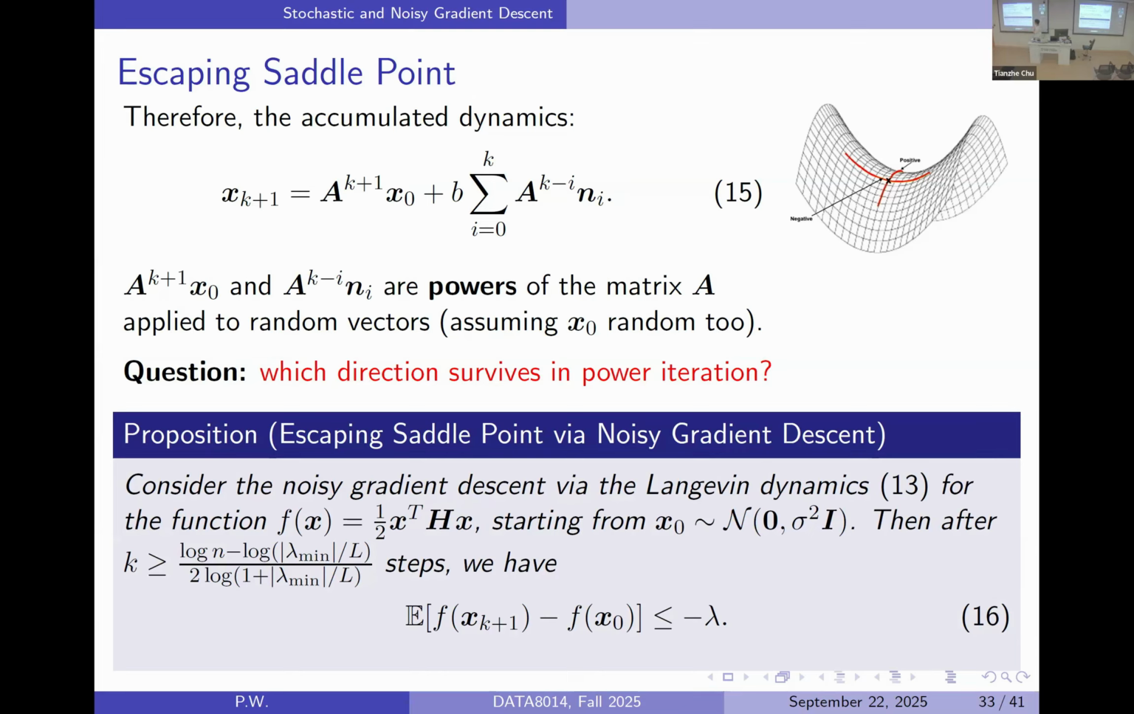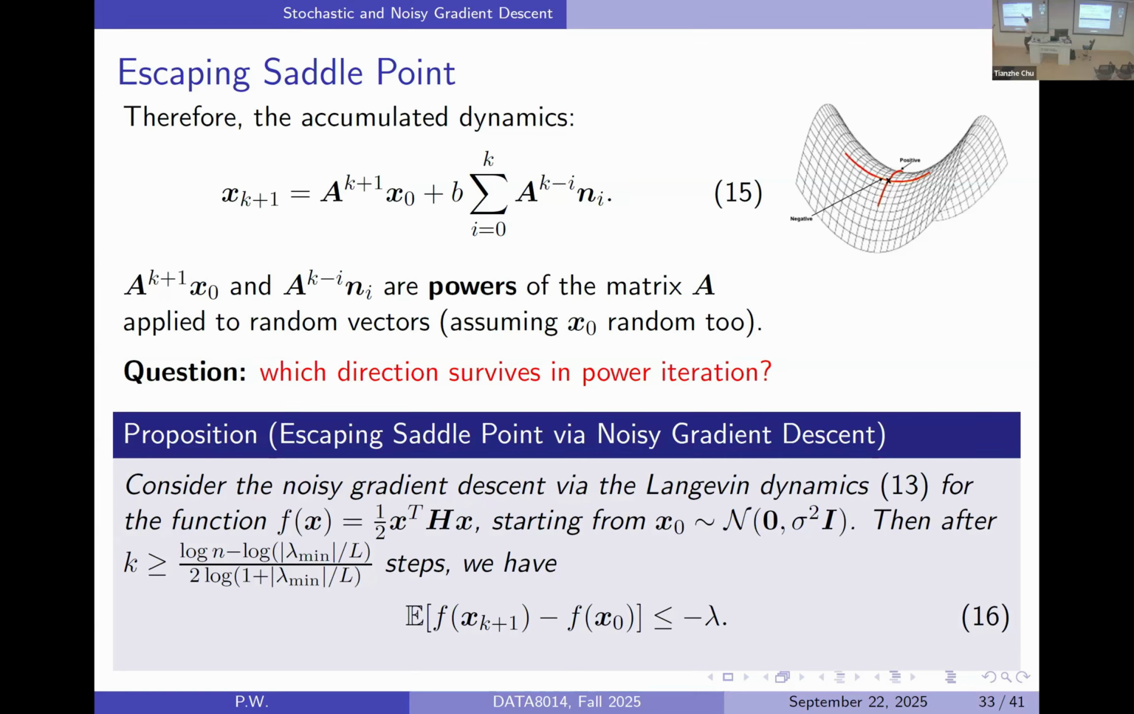And since we know the largest eigenvalue of A is larger than 1, what happens? The system will blow up, right? This term goes to infinity. So this shows this system is not stable. And which direction will survive in all the iterations?